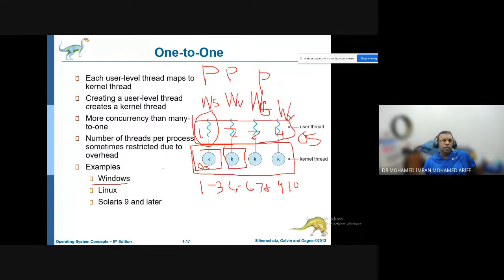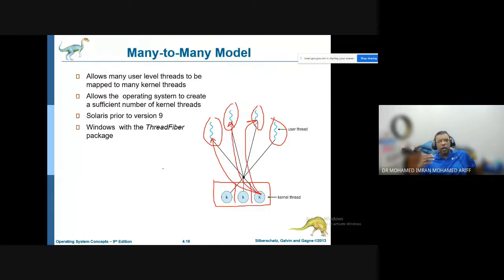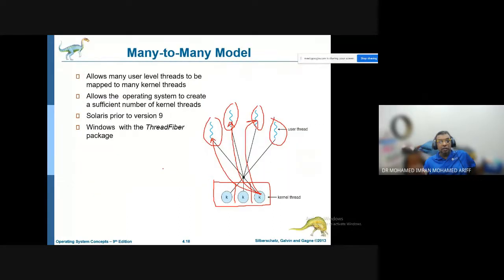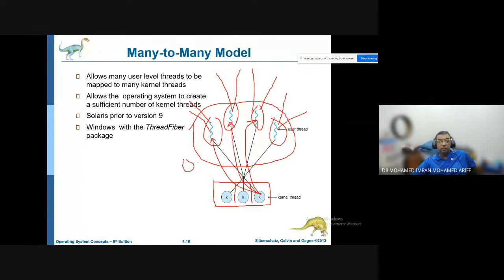Right. Now, in this case, you have the same thing as one-to-one, but here you break down into many-to-many. Same thing, kernel broken down into multiple threads, but in this case, the process can now be broken as well. The threads can now be broken as well. So this here is the operating system. Okay, this here.